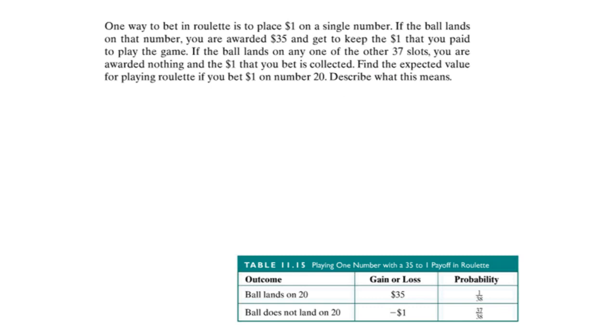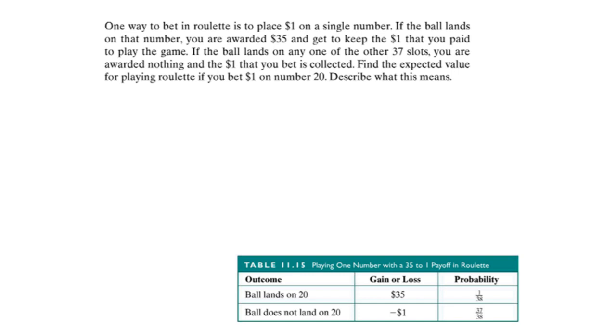This problem states, one way to bet in roulette is to place $1 on a single number. If the ball lands on that number, you are awarded $35 and get to keep the $1 that you paid to play the game. If the ball lands on any one of the other 37 slots, you are awarded nothing, and the $1 that you bet is collected. Find the expected value for playing roulette if you bet $1 on number 20.